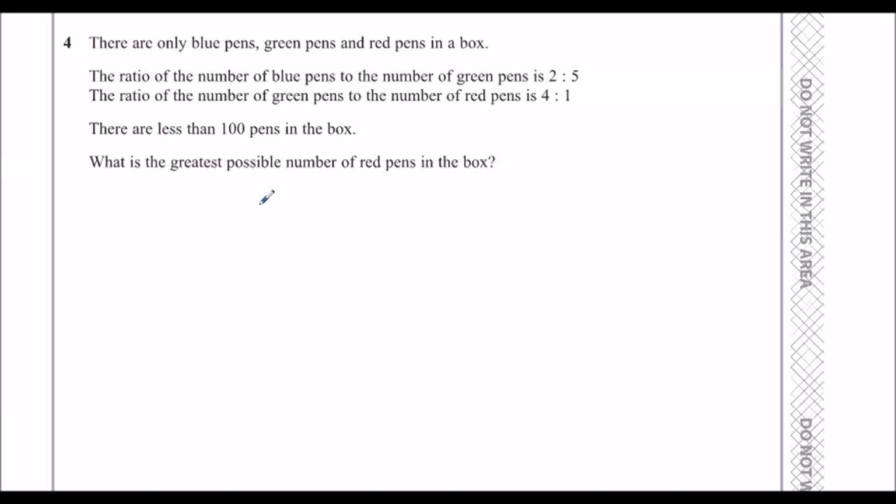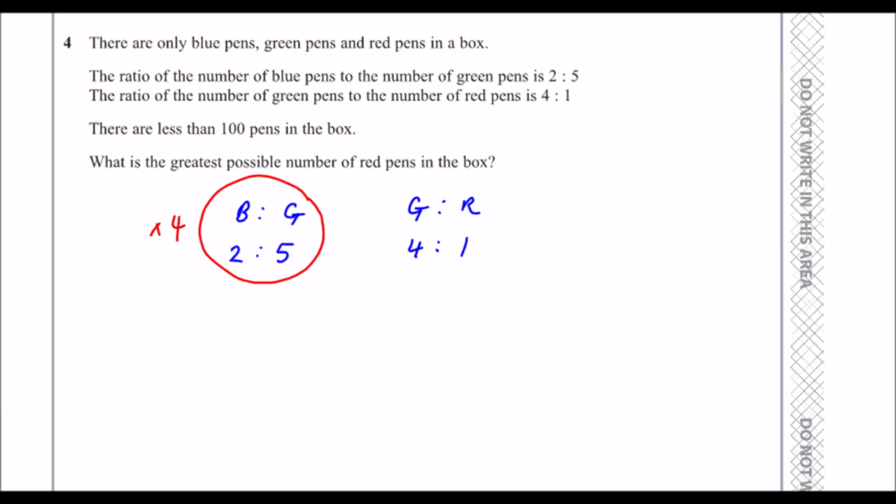So let's deal with putting these ratios together. So we've got blue to green, 2 to 5. And we've got green to red, 4 to 1. So we've got green in both the ratios, so we need to make the greens the same. So we're going to times this ratio by 4. And we'll take this ratio and times it by 5. And then we'll make the greens the same. The greens will both be 20.